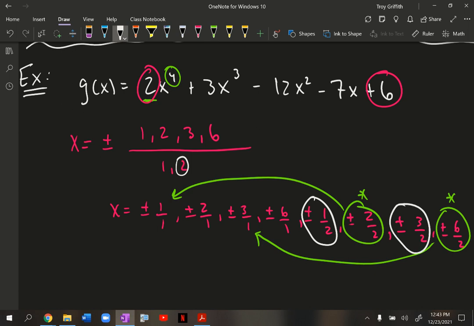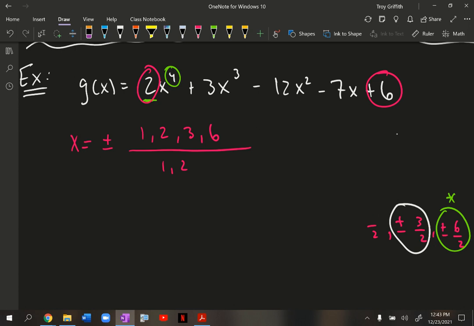Most of the time, and I'd say for every single problem that I give you, you're not going to have to get to the point where you're testing fractions in order to use the rational root theorem correctly. But you will see that sometimes you will get those fractional answers at the very end of the problem, and I'll talk about that when we get to it here on this one.